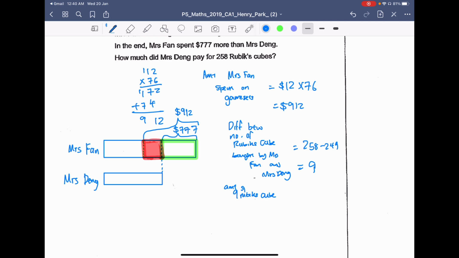So amount spent on 9 Rubik's Cubes equals $912 minus 777. So if you subtract the values, it gives you $135. So one Rubik's Cube costs 135 divided by 9, $15.